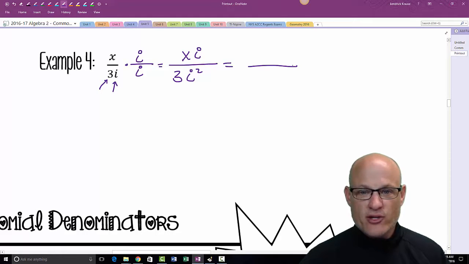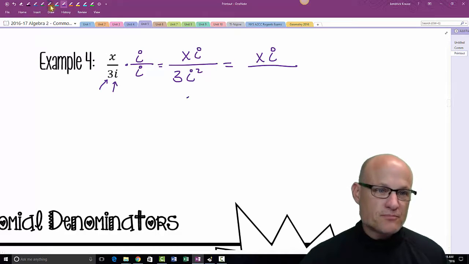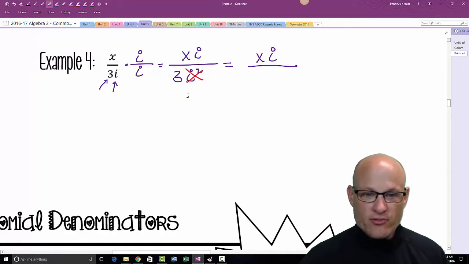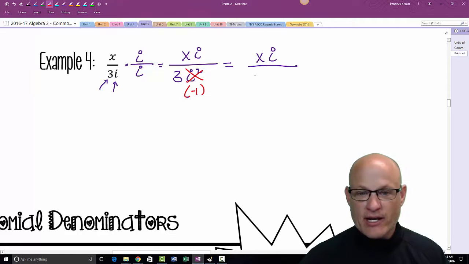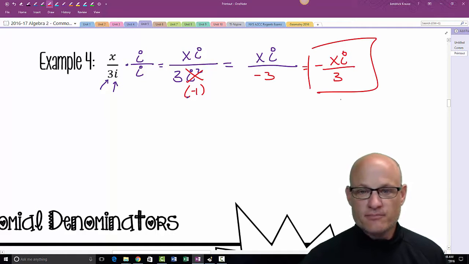So what I end up with in the numerator is xi. But remember, i squared is really negative 1. So in the denominator, I end up with negative 3. I don't like looking at negatives in the denominator. Throw it out front if you want. Throw it in the numerator. I don't care. There's my answer.